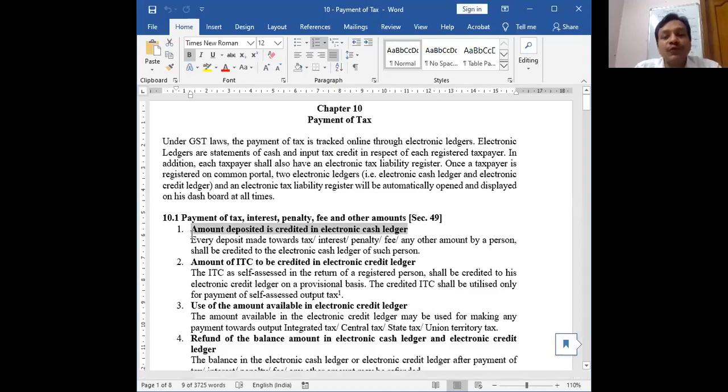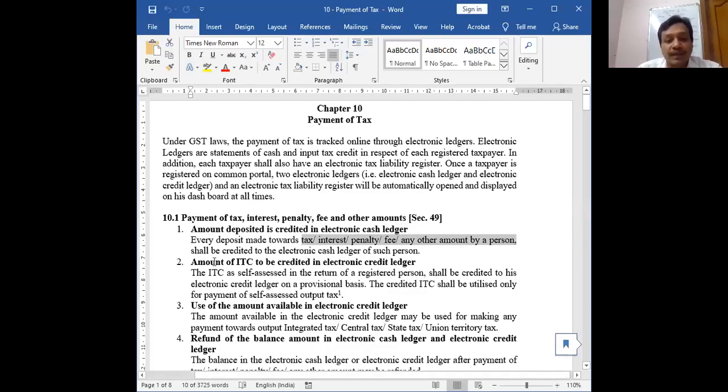I just showed you this point in my example: when 18,000 was the output tax which I am supposed to pay, but 11,000 was my input tax credit, so I am required to pay 7,000 to the government. Whatever I deposit, this 7,000, in which account of mine will it be reflected? Electronic cash ledger. Whether I pay any tax, or interest for late payment of tax, or penalty, or any fee or any other sum, whenever any person pays this amount from own pocket directly to the government, that will be reflected in that person's electronic cash ledger. This is the first point.